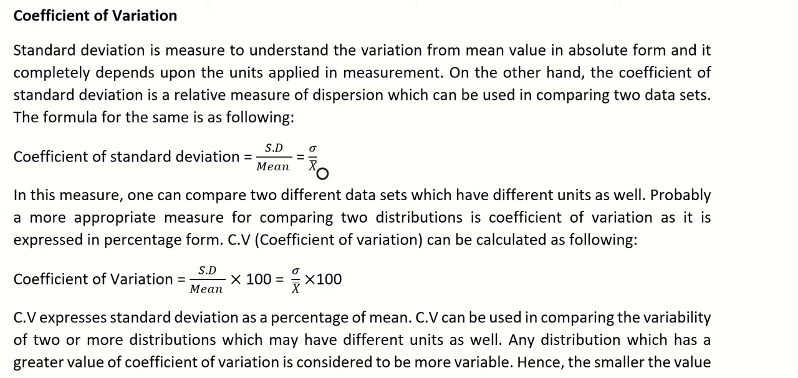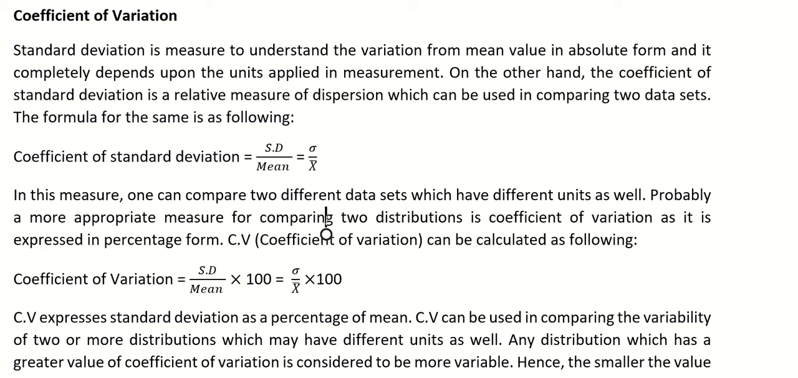Here you can see the formula. The coefficient of standard deviation is standard deviation upon mean, and the basic purpose of calculating the coefficient is to compare two different data sets. So here the unit becomes irrelevant. You can compare two different data sets which may have different units also. Probably a more appropriate measure of comparing true distribution is coefficient of variation.